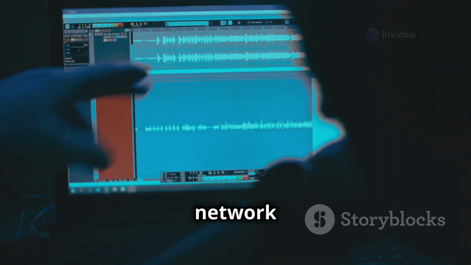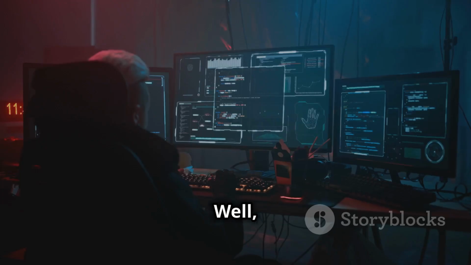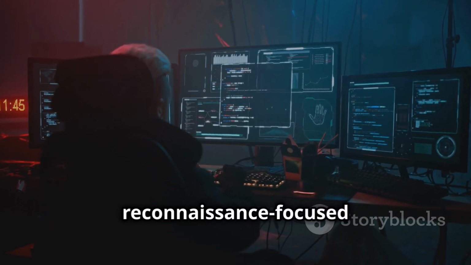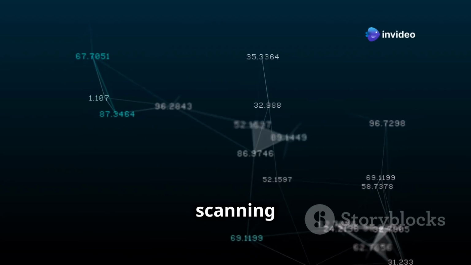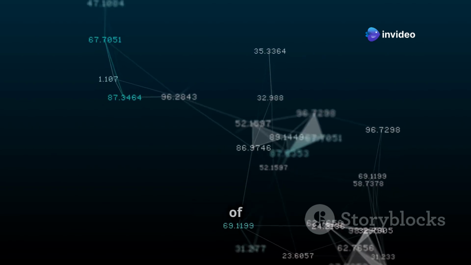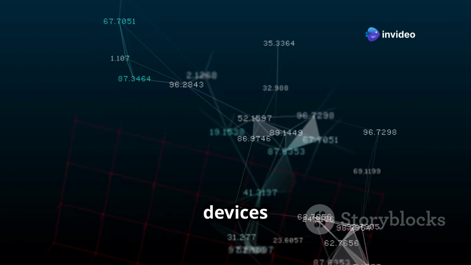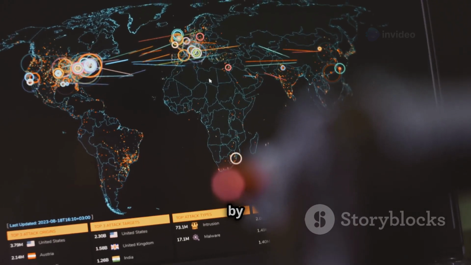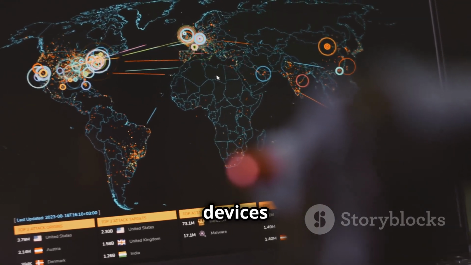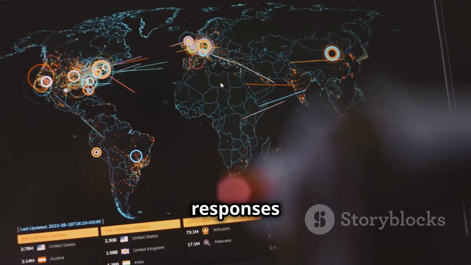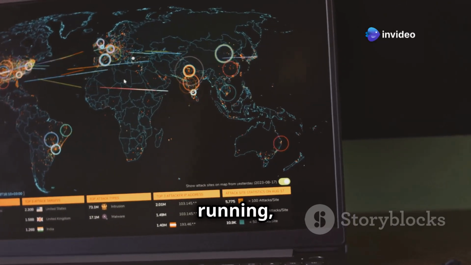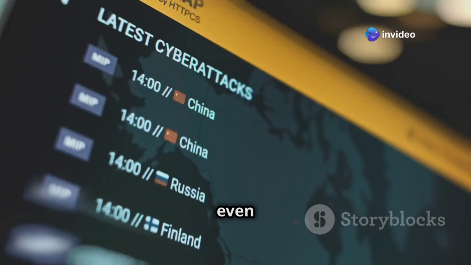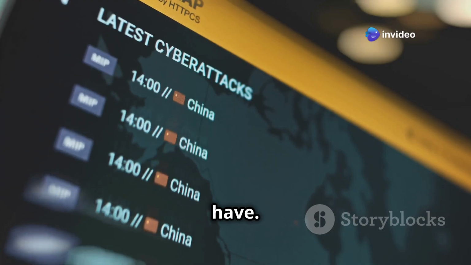Remember Wireshark, our network sniffing friend from earlier? Well, meet Nmap, its more reconnaissance-focused cousin. Nmap is a network scanning tool that's like having a digital blueprint of a network, revealing all the devices connected to it. It works by sending packets of data to devices on a network and analyzing the responses to determine what devices are present, what operating systems they're running, what services they're offering, and even what vulnerabilities they might have.